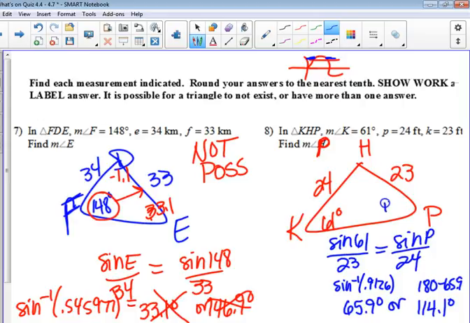Okay. It definitely could be this. Could it be 114.1? Well, it's across from the longer side, and if you add that up, 180 minus 114.1 minus 61, yeah, I did it wrong. It's like 4.9. Anybody get this angle is possible, right? You'd have something left over to make an angle up here. Be a tiny angle, but it's possible. So you have to have both of those solutions, okay?